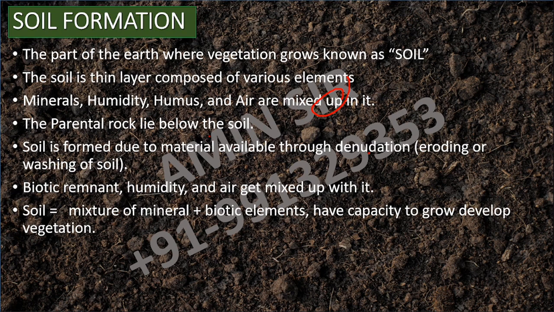Soil is formed due to the material available through denudation, or we can say washing of soil, eroding of soil. With this, layer by layer will be created, and these layers will make soil. So what we have learned is that soil is a mixture of minerals, it has a biotic element, and it has the capacity to grow or develop vegetation.